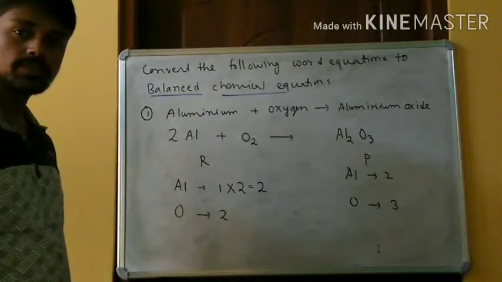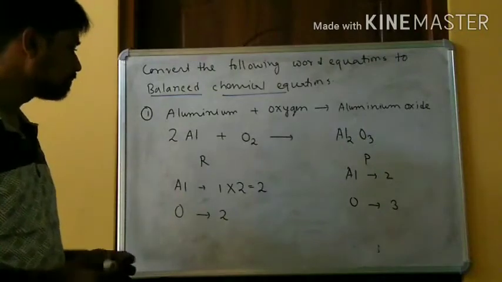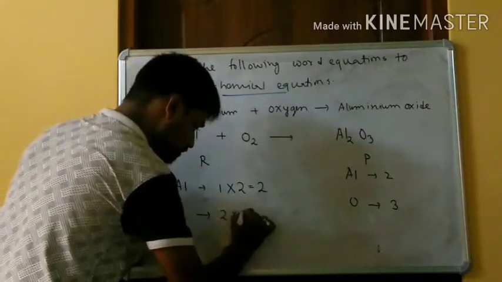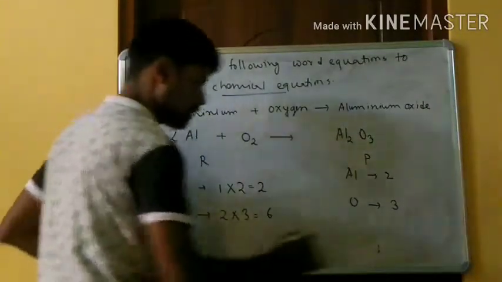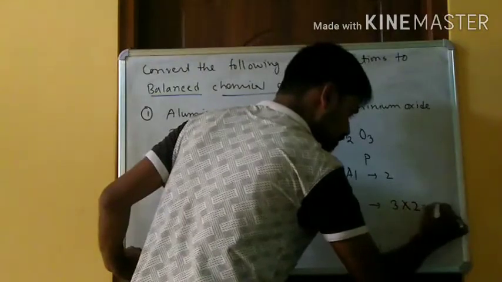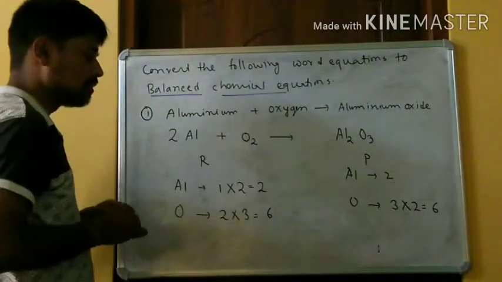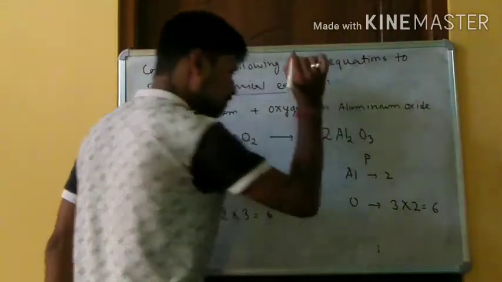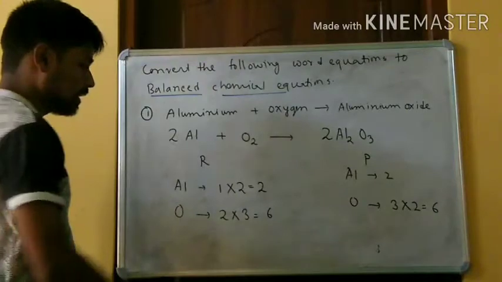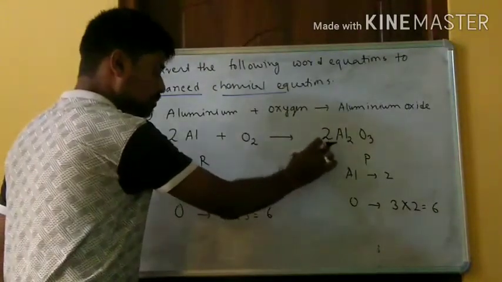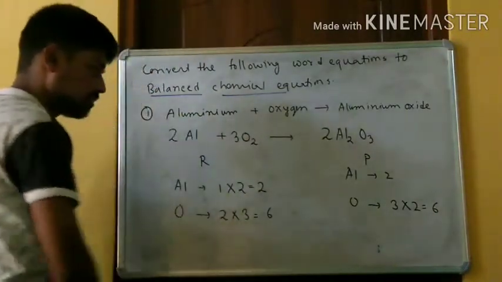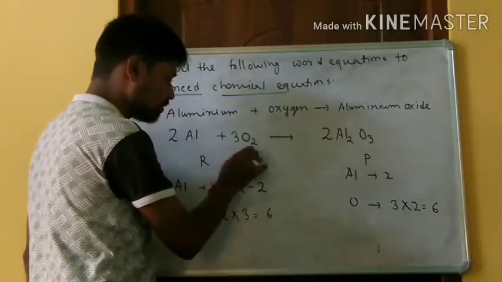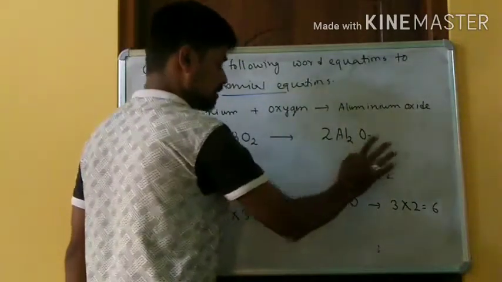So how to balance 2 and 3? To balance them, we have to multiply this with 3. It will become 6, and this side with 2. It will become 6. Both of them are equal. So on the reactant side we have to use 3, and on the product side we have to use 2. Now see, the number of oxygen is balanced. 2 into 3, 6. Here also 2 into 3, 6.